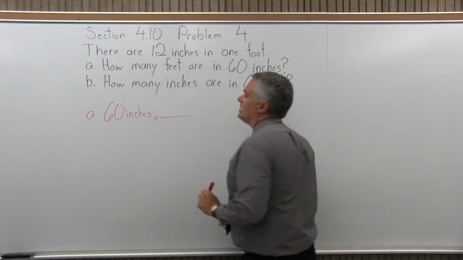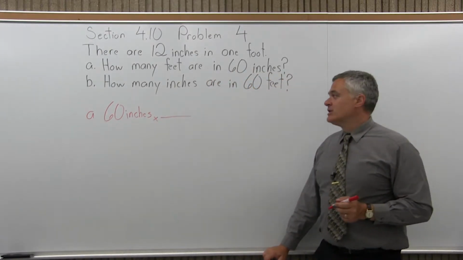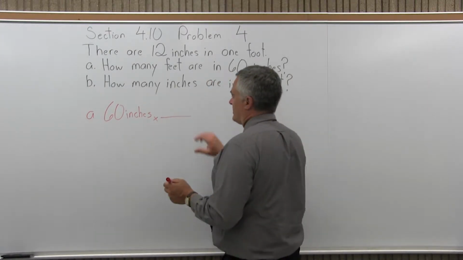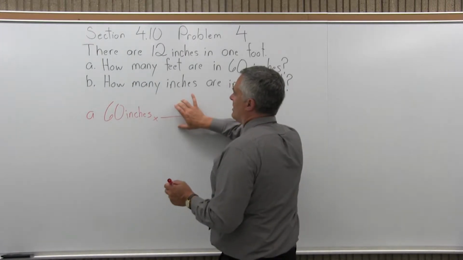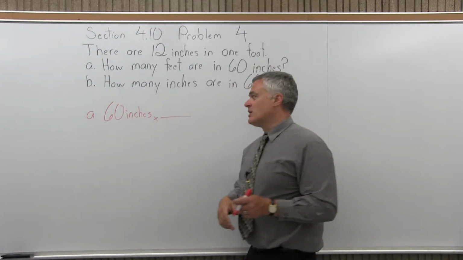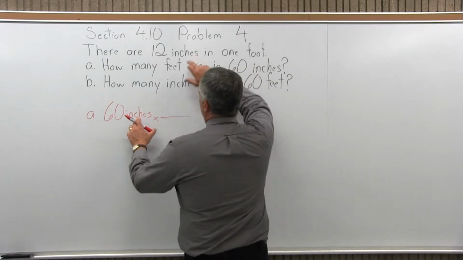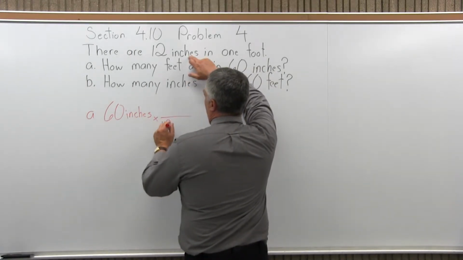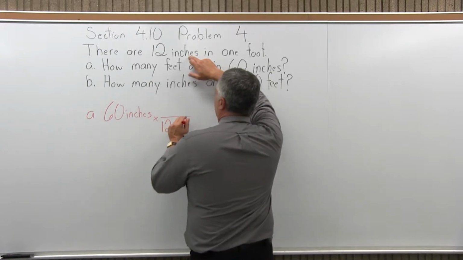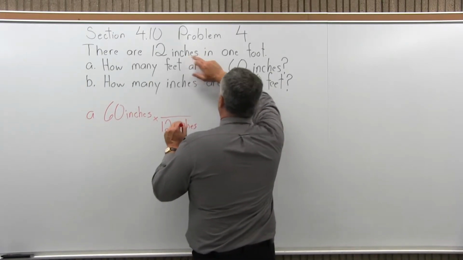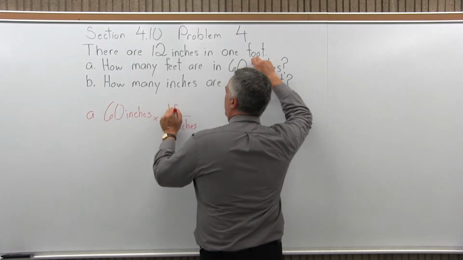And I want to multiply it times a fraction that's essentially a 1. I want the same amount in the numerator and denominator, but what goes in the numerator and what goes in the denominator makes a difference. So the units that I want to cancel are inches, so I will put that in the denominator. I have 12 inches, and that is equivalent to 1 foot.